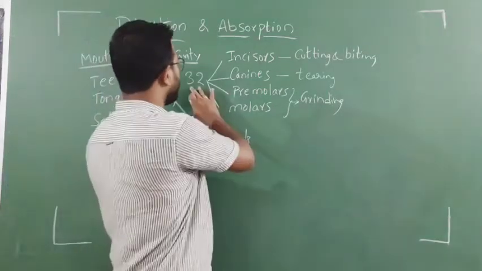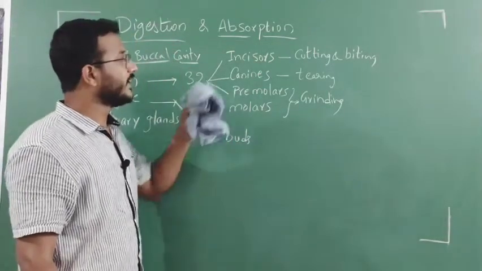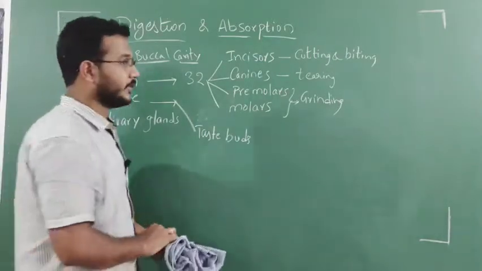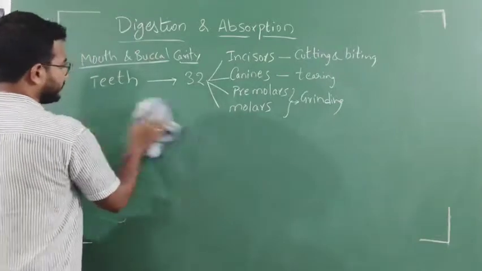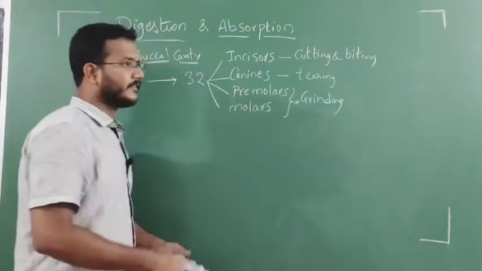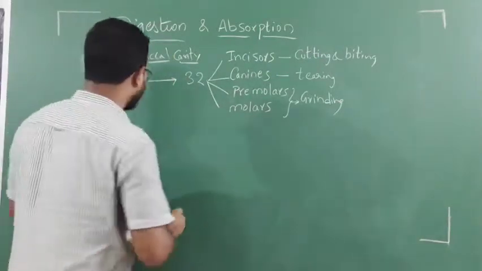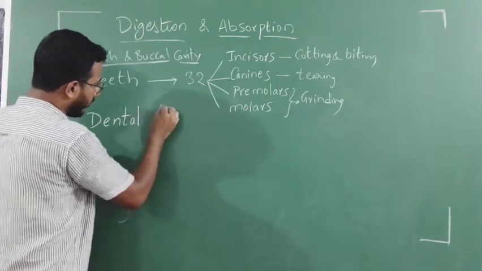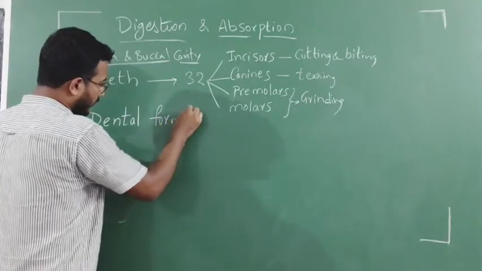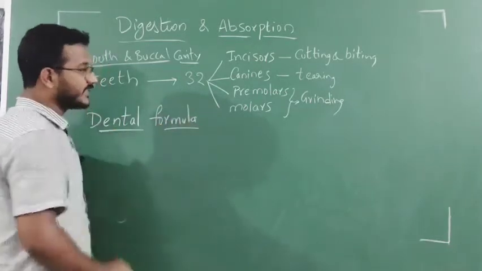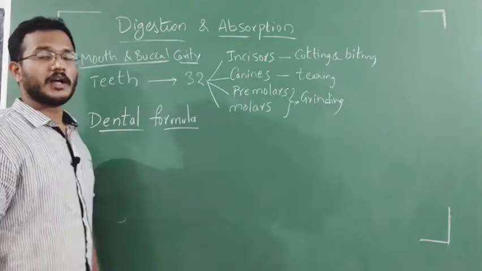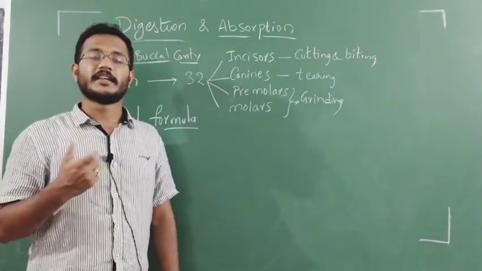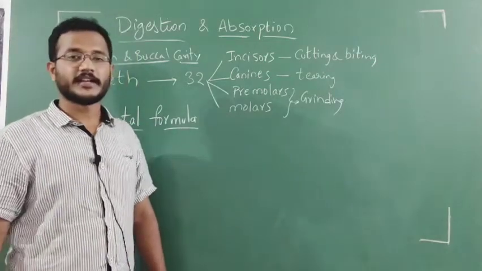So here there are 32 teeth. We don't know how many incisors, how many canines, how many premolars and how many molars. To identify those numbers, they are giving a specialized formula, that is the dental formula. So what is the dental formula? The formula which denotes the number of teeth in a species is known as the dental formula.